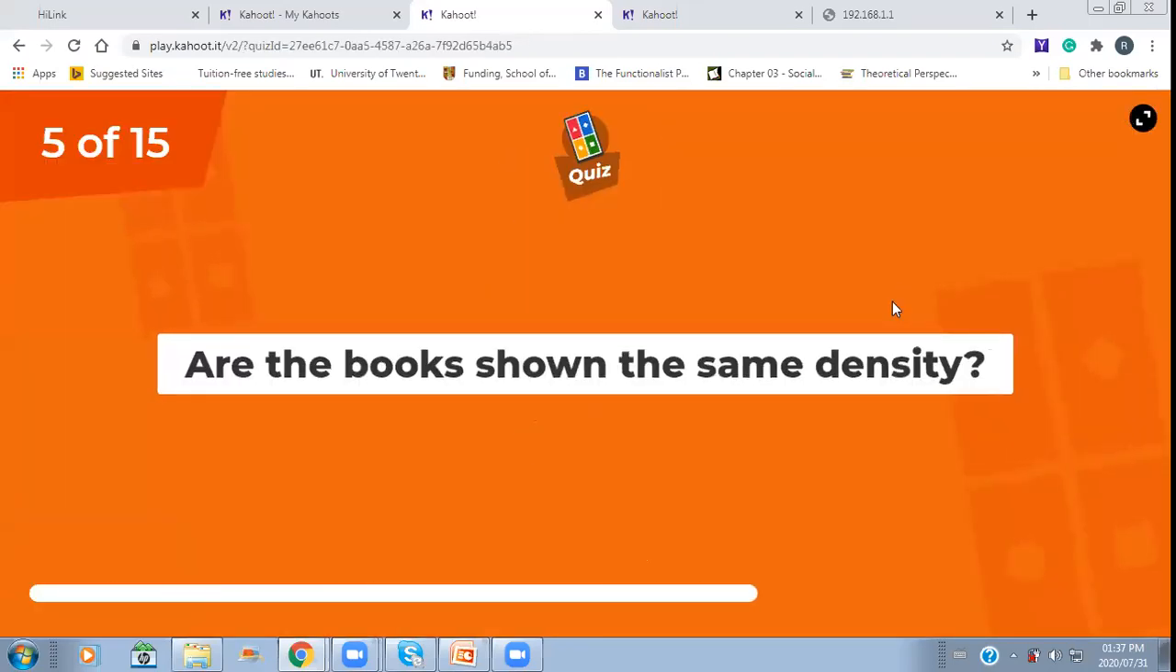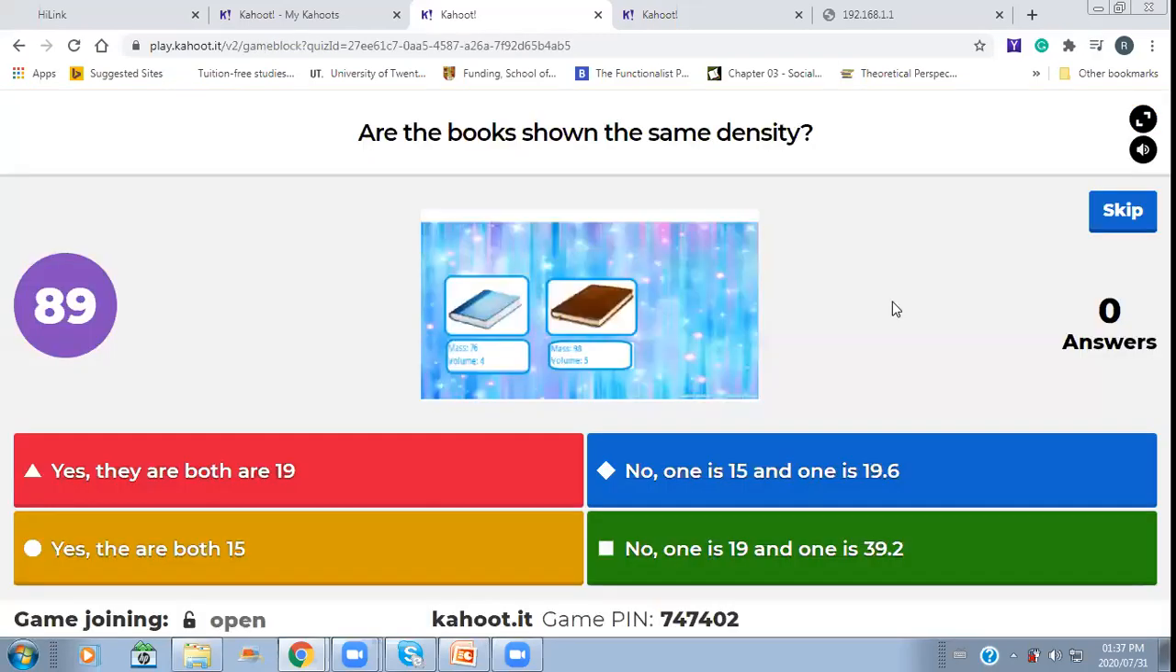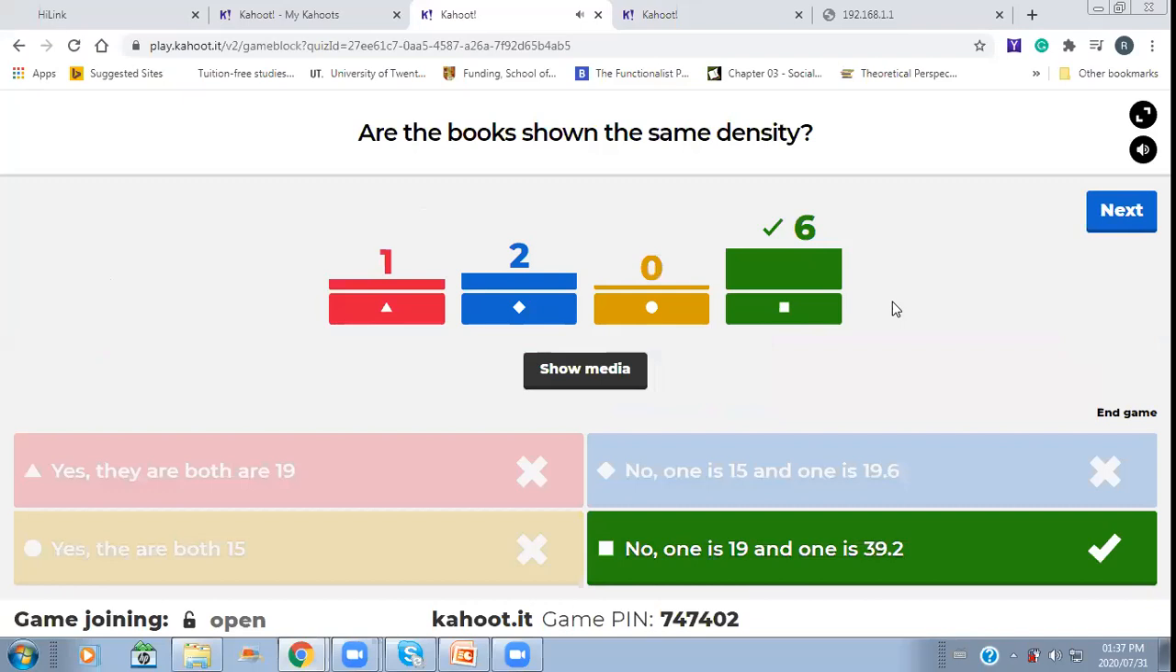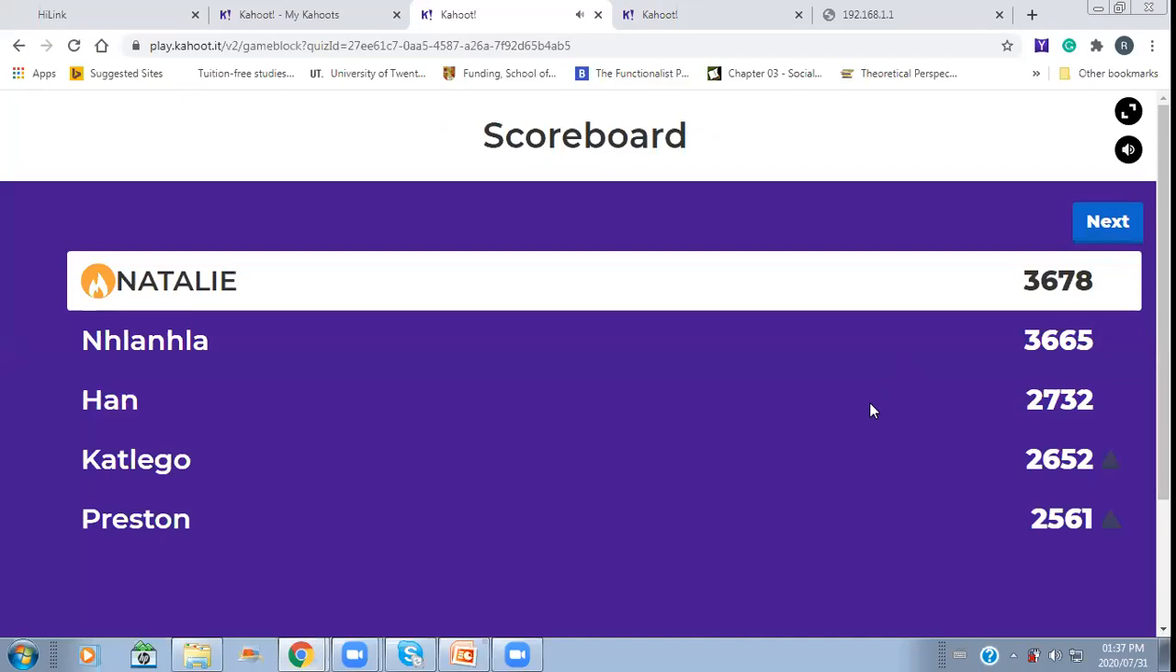Are the books shown the same density? Watch the books and the values there, and see which one is the correct answer. You have to look at the mass and the volume. This one has a mass of 76 with a volume of 4. This one has a mass of 98 with a volume of 5. So you need to divide mass over volume to get your answer. You have to do some calculation. Yes, you got it perfect. Six got this and two did not. Thank you very much, you understand what we are doing.